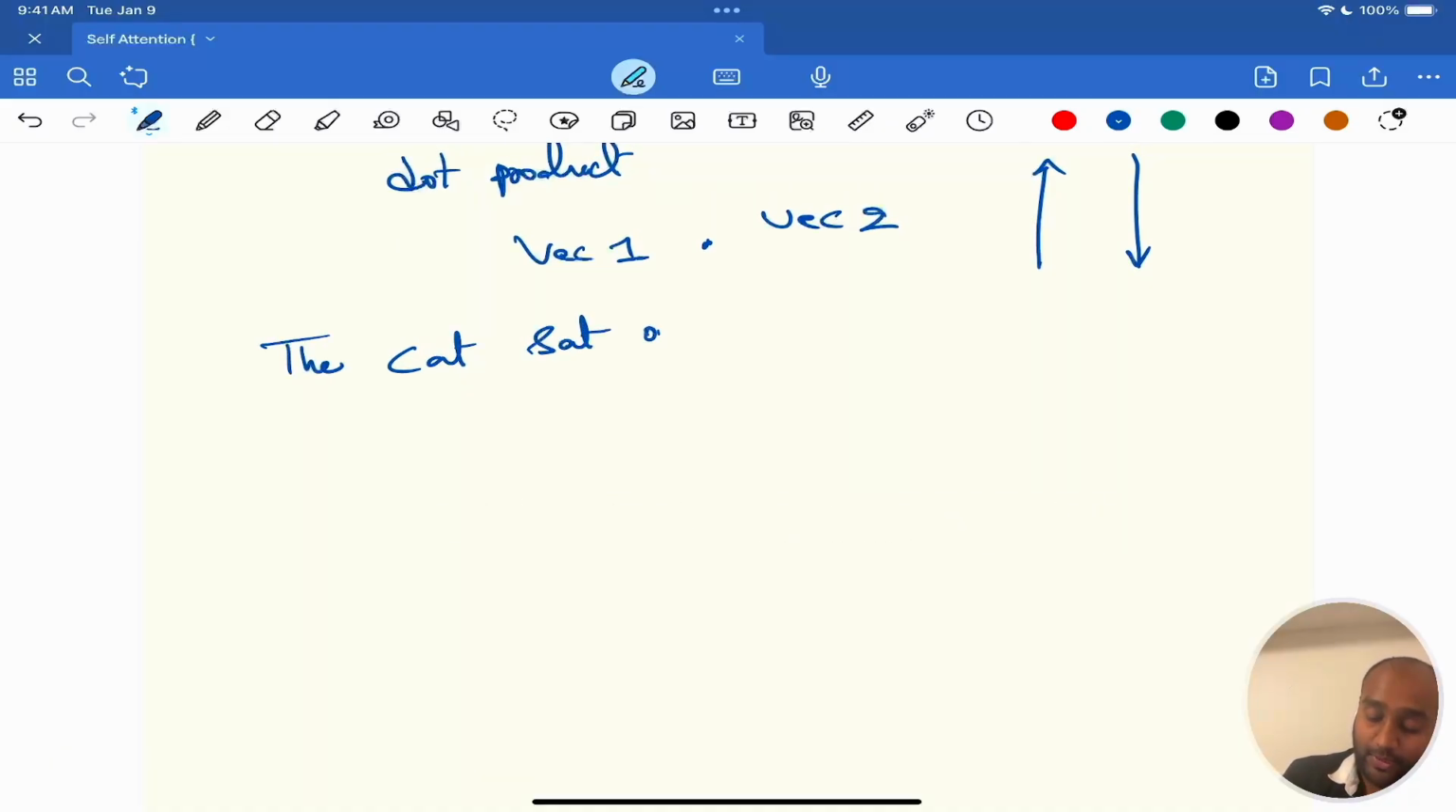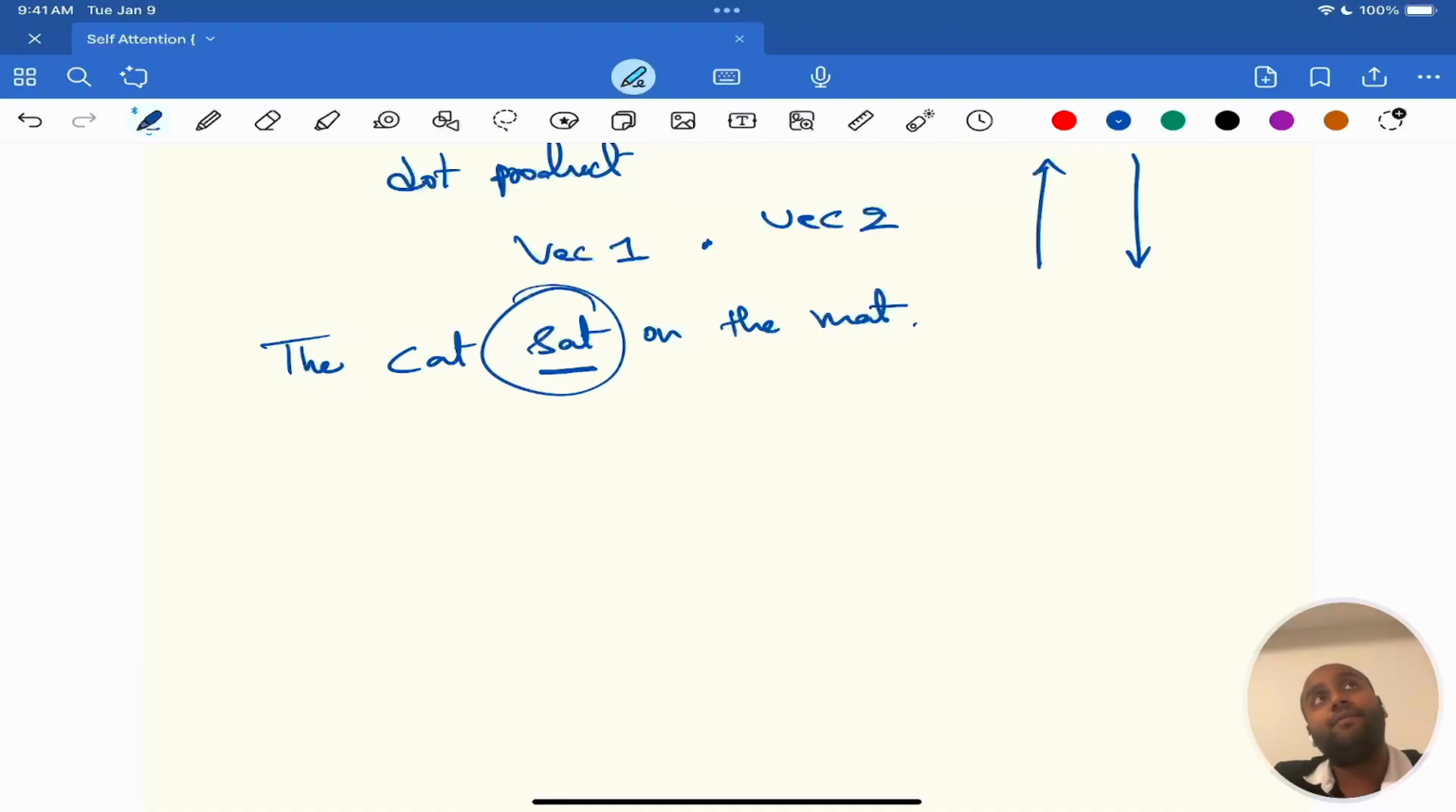The cat sat on the mat, right? Now when you take this sentence, you want to see how each and every word is paying attention to all other words along with itself. Paying attention is a fancy way of saying how might I incorporate information from other words into me.